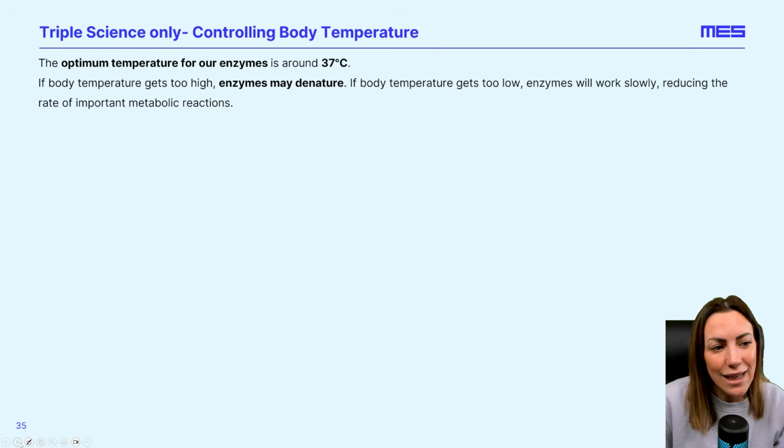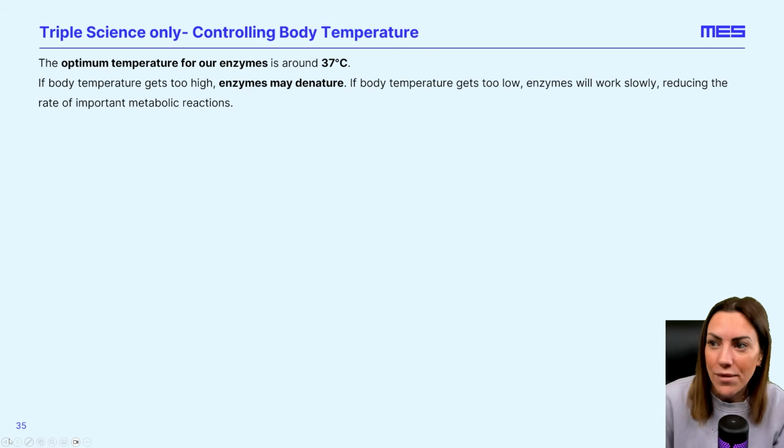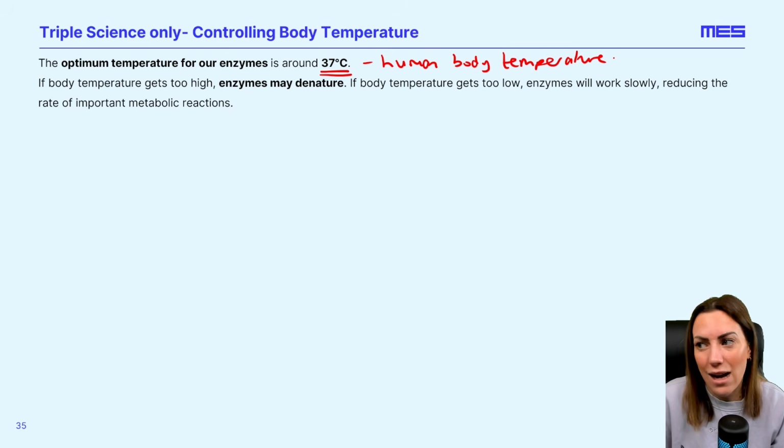Now, we're going to look next at controlling body temperature. This is an example of homeostasis, maintaining a stable internal environment, and obviously this is to provide optimum temperatures for all of our enzymes. Now, the optimum temperature for our enzymes is 37 degrees C. This is our human body temperature. And this is the temperature that enzymes will work best at, will have the fastest rate of reactions, will have the right number of collisions between enzymes and substrates and lots of enzyme-substrate complexes, so reactions in the body will happen quickly. So we want to keep it at around that temperature to provide the optimum temperature for our enzymes.